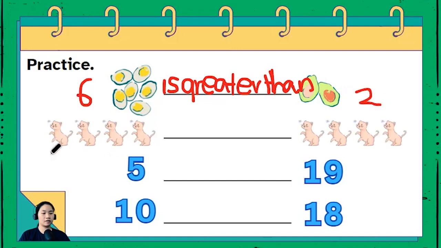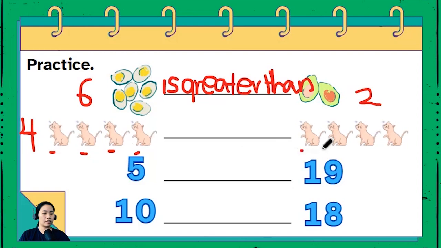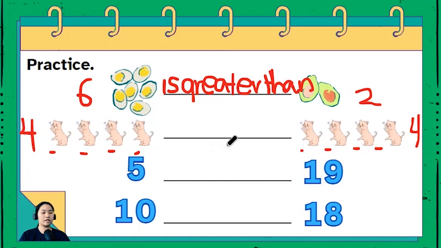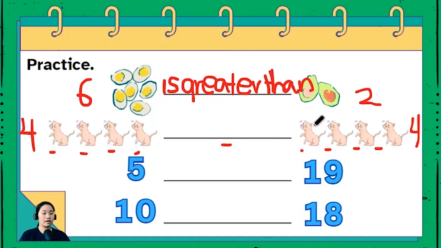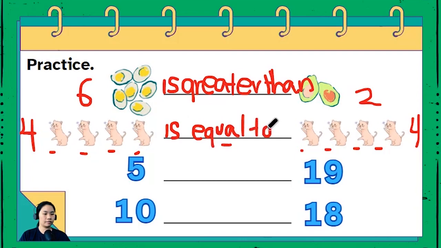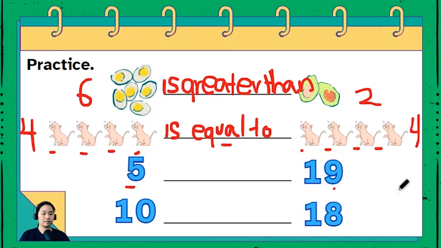Next up, the cats. 1, 2, 3, 4. 4 cats on this side. 1, 2, 3, 4. 4 cats on the other side. So what do you think we need to write in the middle here? 4 and 4 is equal to, is equal to.